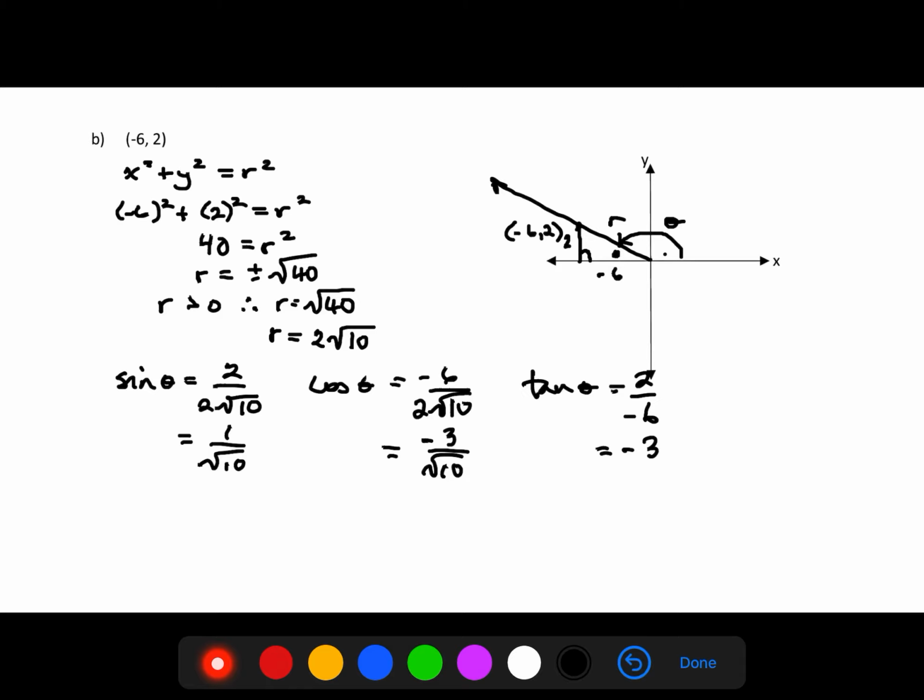Okay, so this is just a matter of drawing our angles on our grid and using the information that we're given to find our ratios, which in the end will also help us figure out our angles.